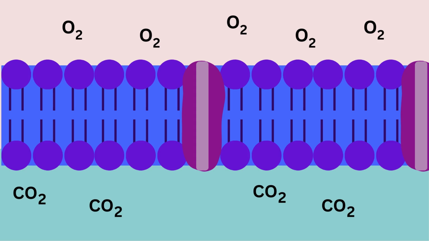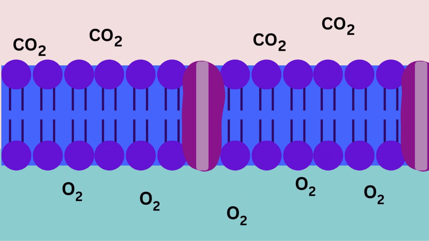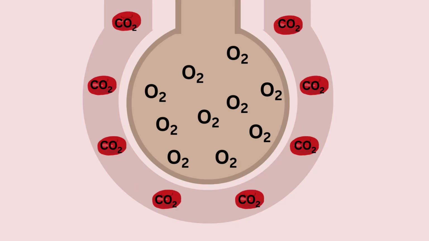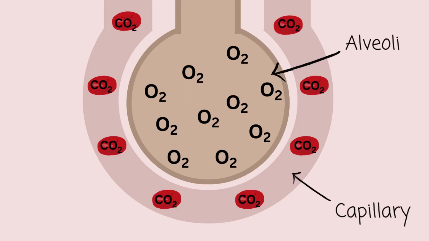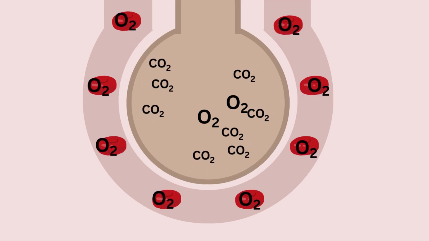In animal cells, diffusion enables the exchange of gases such as oxygen and carbon dioxide across cell membranes. For instance, diffusion occurs across the alveolar membrane of the lung, which separates the carbon dioxide-rich blood from the oxygen-rich air. Hence, oxygen diffuses across the membrane and becomes dissolved in the blood, while carbon dioxide diffuses across the membrane into the air.